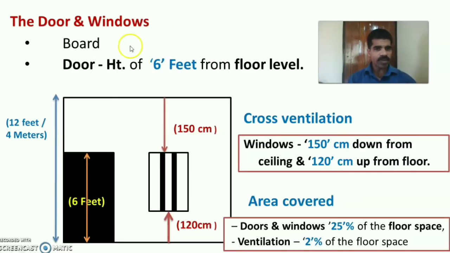Then doors and windows. The doors and windows should be broad, and the height of the door should be 6 feet from the floor level. And the total classroom height should be 12 feet or 4 meters.